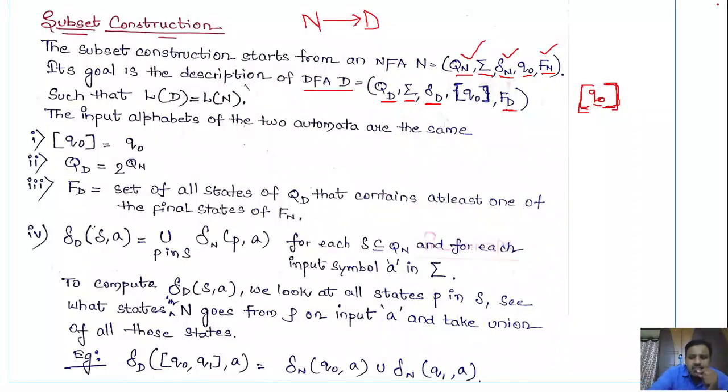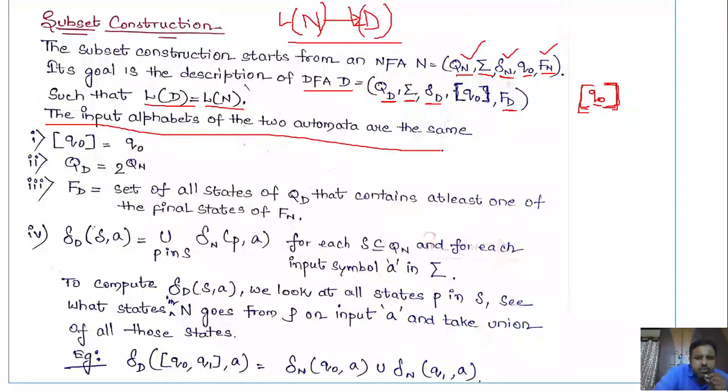Here, if you observe, we are saying that L of D is equal to L of N. That means the language accepted by the DFA is the same as the language accepted by the NFA. We can say that the DFA and NFA are equivalent when the language accepted by the NFA is equal to the language accepted by the DFA. Only then can we say that the NFA and DFA are equivalent. Then here you can see the input alphabets of the two automata are the same. That means sigma is the same for both automata, so there is no change in sigma because the input symbols are the same, right?